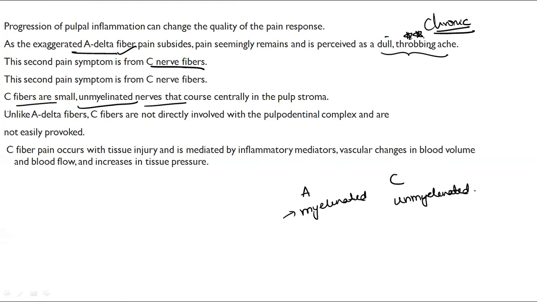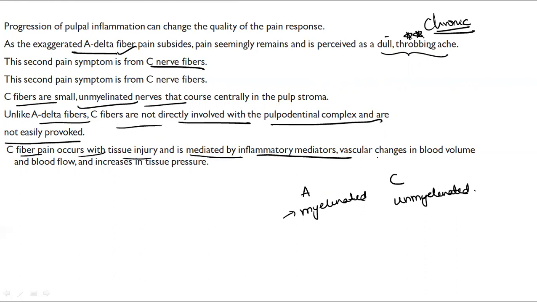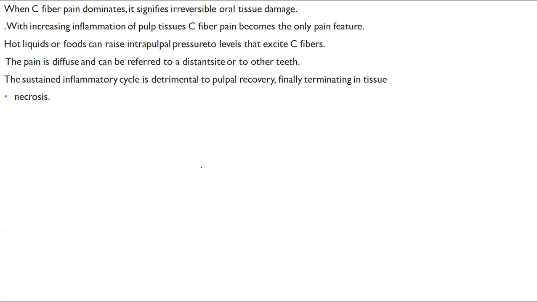Now, unlike A delta fibers, C fibers are not directly involved with the pulpodentinal complex and are not easily provoked. C fiber pain occurs with tissue injury and is mediated by inflammatory mediators, vascular changes in the blood volume and blood flow, and it increases the tissue pressure.